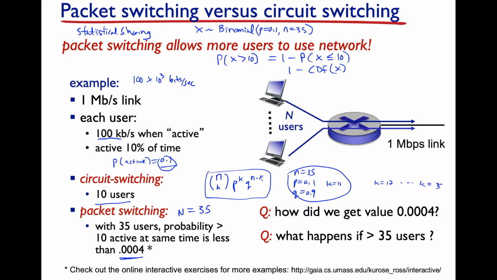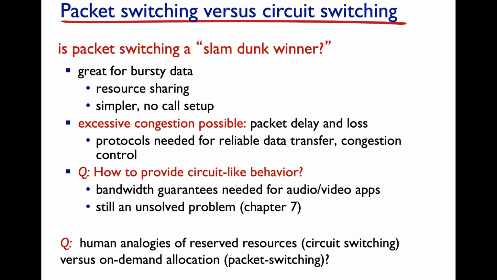Okay. So this statistical sharing means that you can have more users sharing the same 1 megabit link using packet switching than if you are using circuit switching. So that's one of the benefits of packet switching. Packet switching isn't always the best solution. It depends on your application. You're going to find this a lot throughout computer networking. Several things will depend on your scenario and your situation.